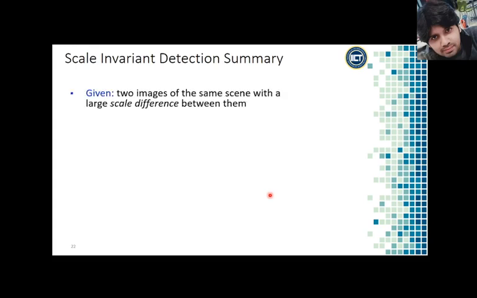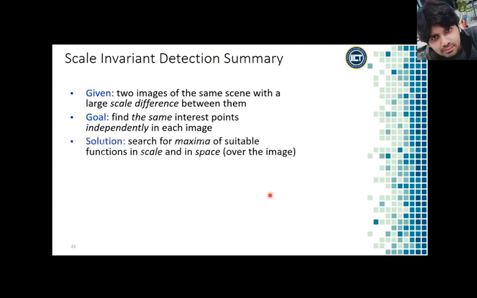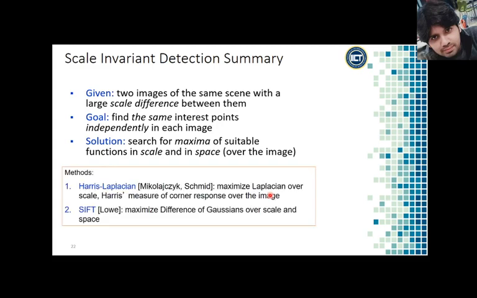What we have discussed so far is that, given two images of the same scene with a large scale difference between them, we want to find the same interest points independently in each image, so that the interest points would be the same and invariant to the scaling operation. The solution is to search for maxima of a suitable function in scale and in space. So it's like varying the scales, computing the maxima, and selecting that particular response.